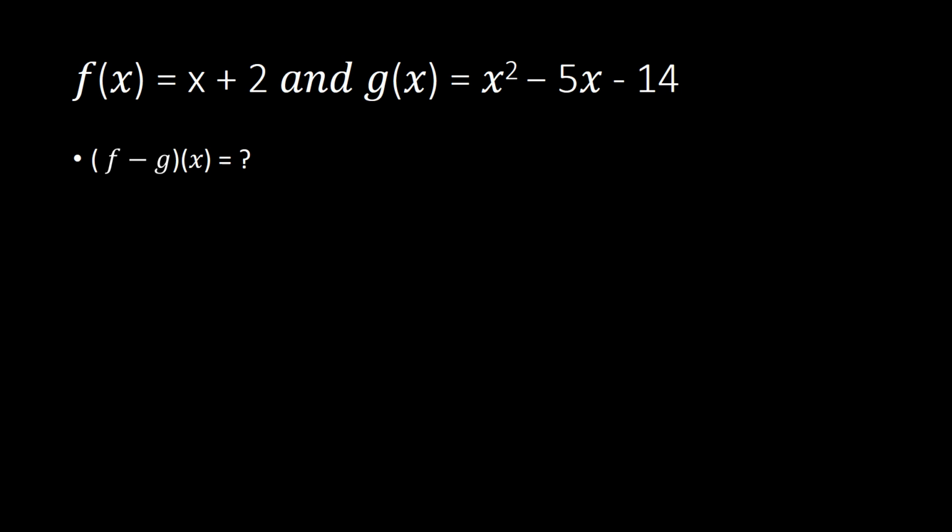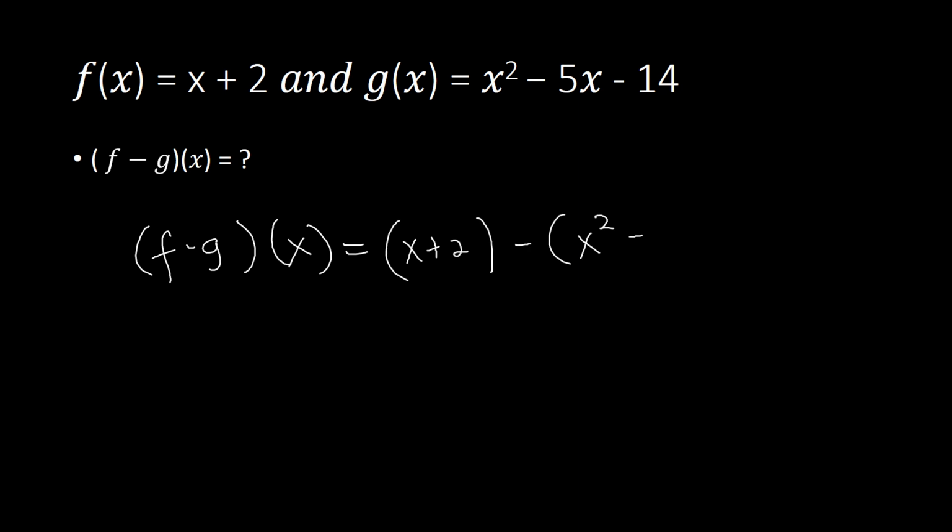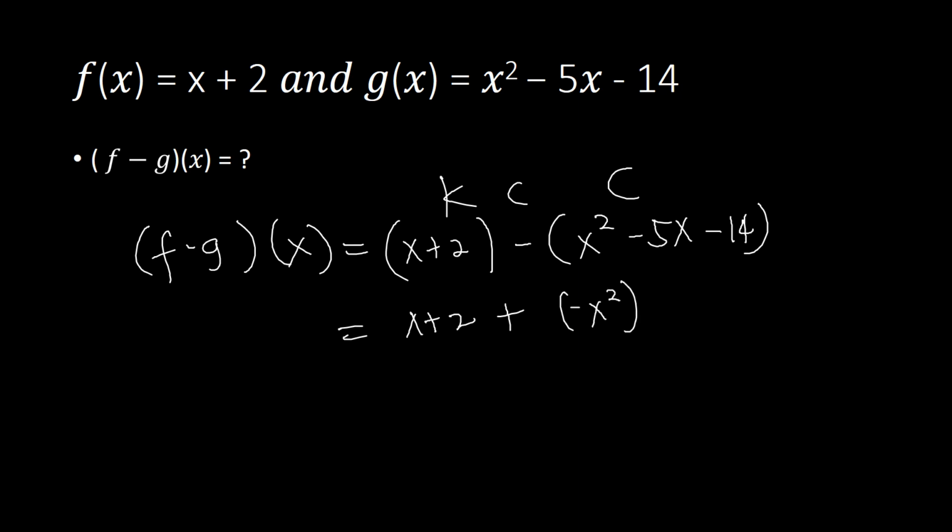So let us now go for f minus g of x. So f of x first, x plus 2. Then we subtract that one by the second function, x squared minus 5x minus 14. Do the KCC, keeping our x plus 2, changing minus to plus, changing all the signs that we can see. This is positive, so this should be negative x squared. Minus, that will be a plus 5x. Minus, that will be a plus 14.